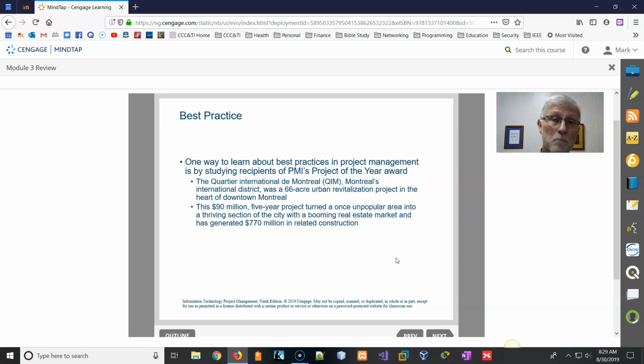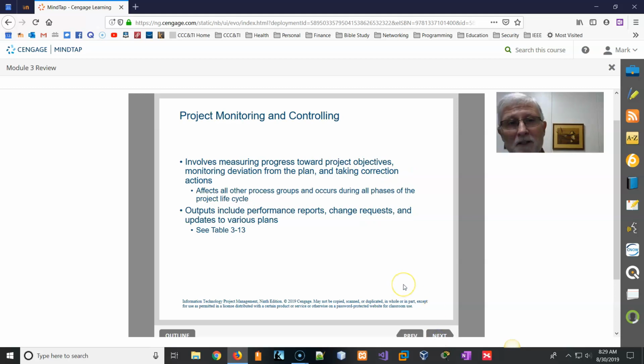Now, some of the best practices: take a look at PMI's Project of the Year Award. The PMI website has Project of the Year, and every year they identify a project that has followed PMI's best practices. Here are just a couple of projects that the author felt were worth mentioning.